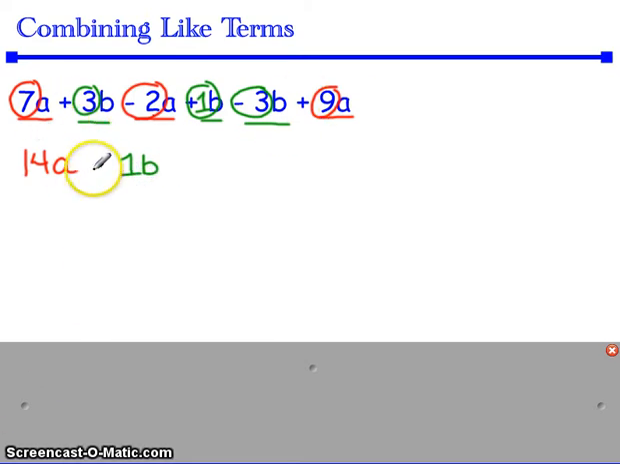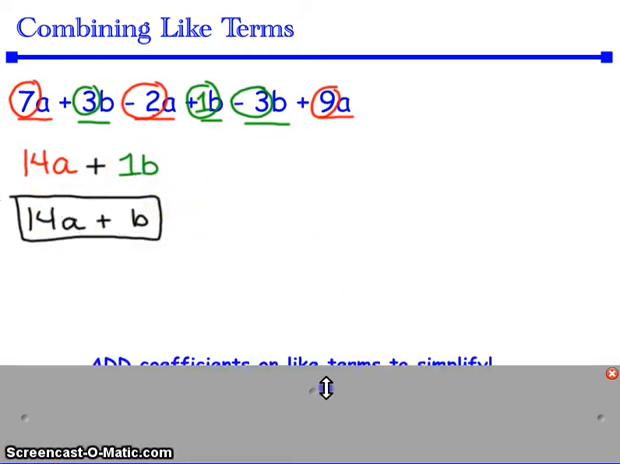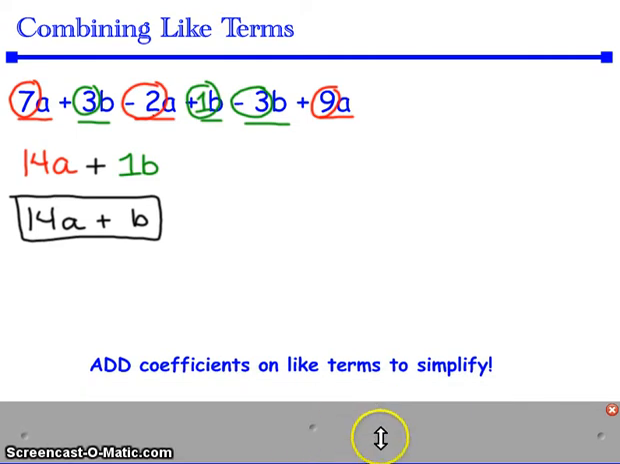And since all of these terms were added together to begin with, we have to remember that 14a is being added to 1b. So our final answer would be 14a plus b. You don't have to put in the 1. And your take-home message here should be that you add the coefficients on like terms to simplify, remembering that that minus sign will always stick to the 3, that minus sign will stick to the 2.